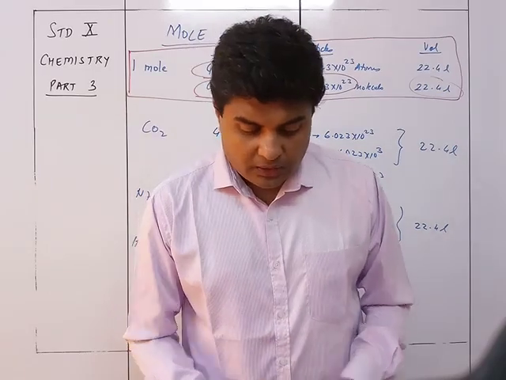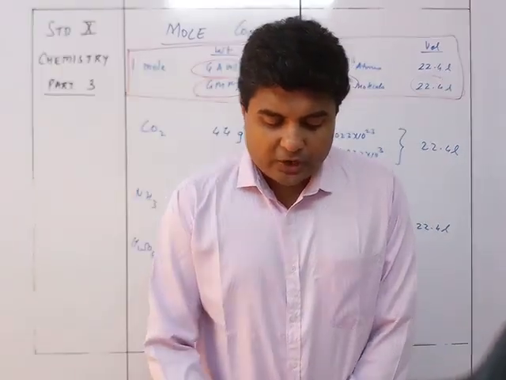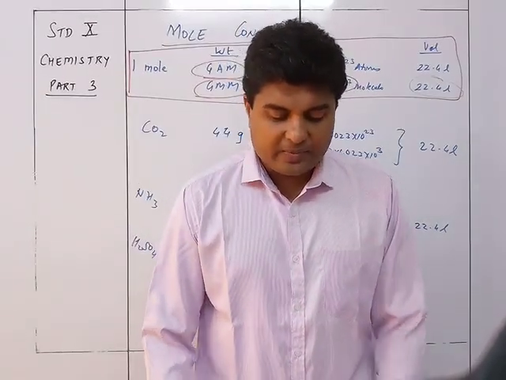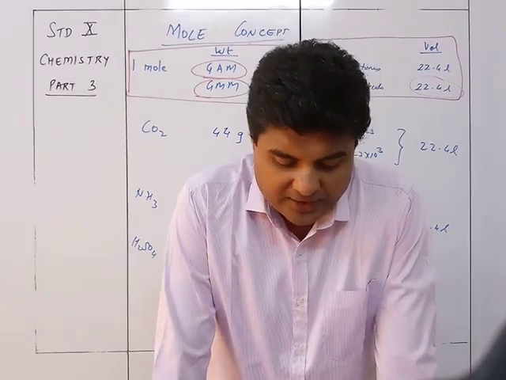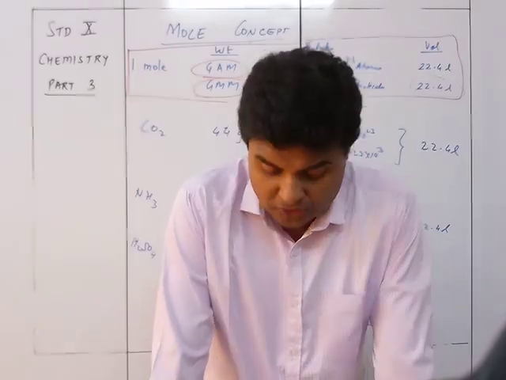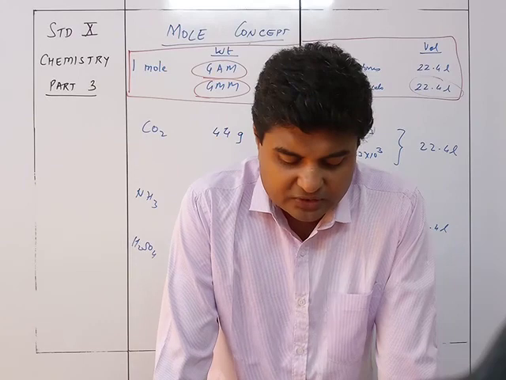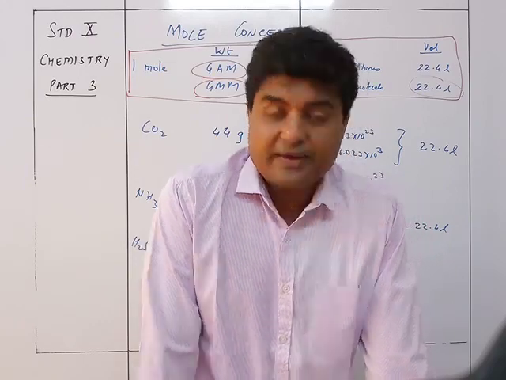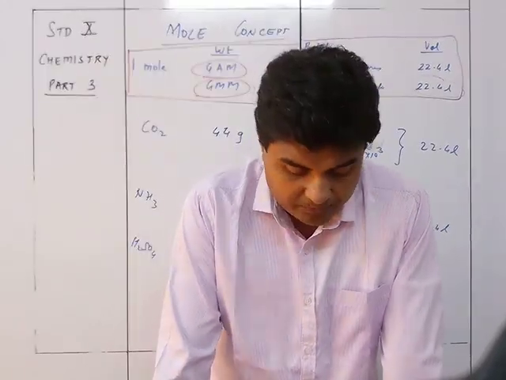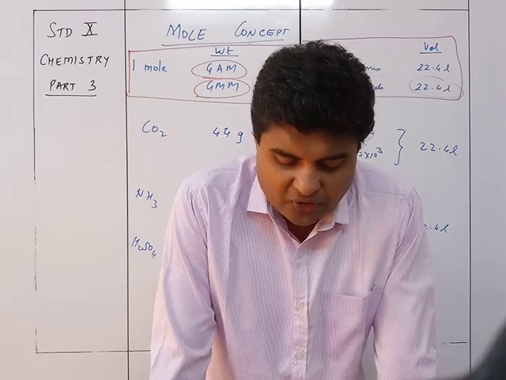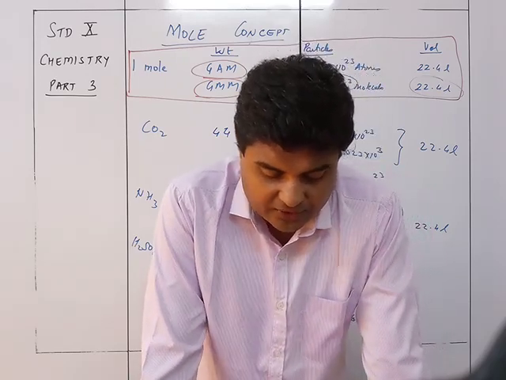So the number of atoms present in one molecule of that element is the atomicity. Monoatomic elements have one atom in their molecule, like helium and neon, and diatomic elements have two atoms in their molecule, like hydrogen, oxygen, chlorine. So the application of Avogadro's law for determining the atomicity of nitrogen.